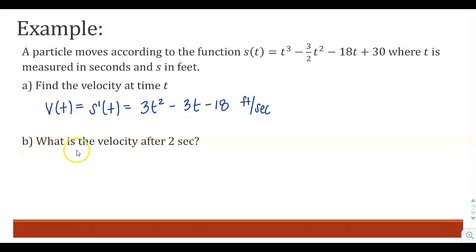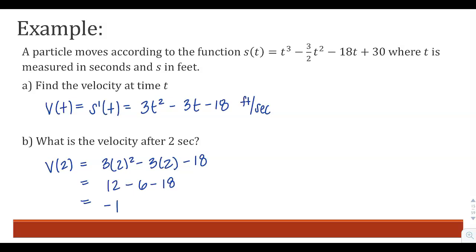In part B, what is the velocity after 2 seconds? Now we're going to use our answer from part A and substitute 2 in for time. So v of 2 is equal to 3 times 2 squared minus 3 times 2 minus 18. So we end up with 12 minus 6 minus 18, or negative 12, again, feet per second.